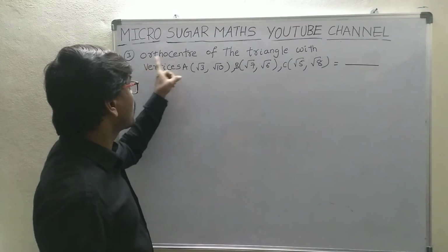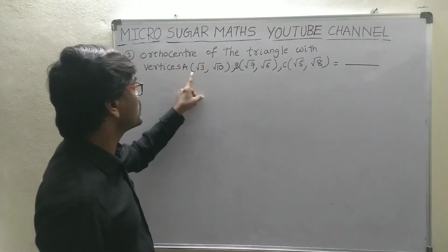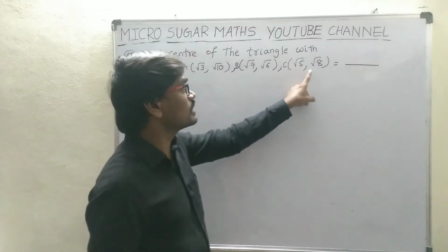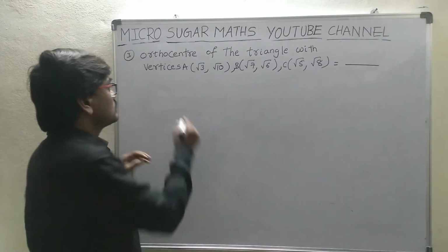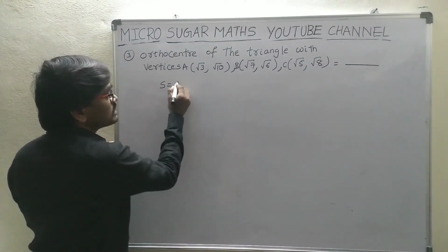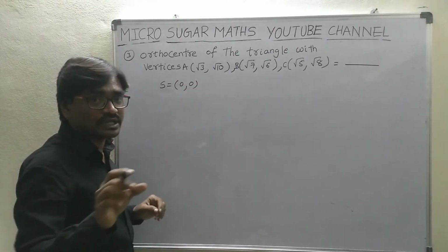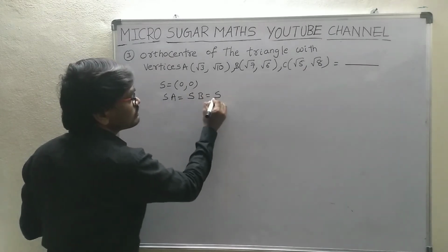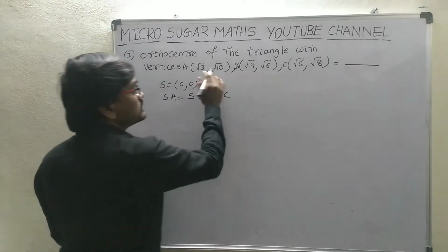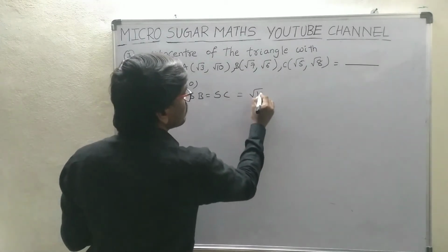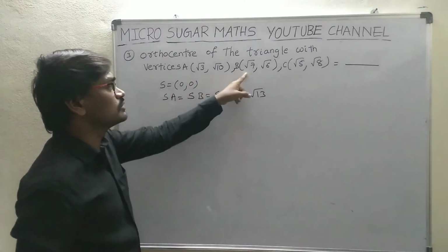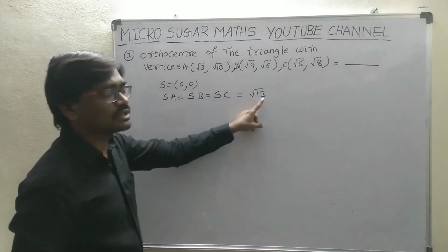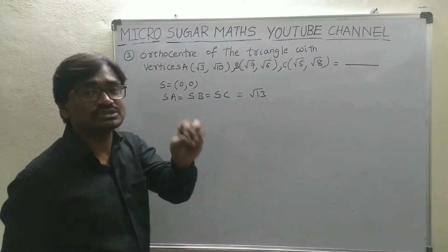Students, our next problem: the orthocenter of the triangle with the vertices A(root 3, root 10), B(root 7, root 6), C(root 5, root 8). Students, if S is the circumcenter at (0, 0), then you will get SA, SB, SC values all equal, which is equal to root 13. Find out the SA value, SB value, SC value. Using S is equal to (0, 0), you will get root 13. That's why our circumcenter is (0, 0).